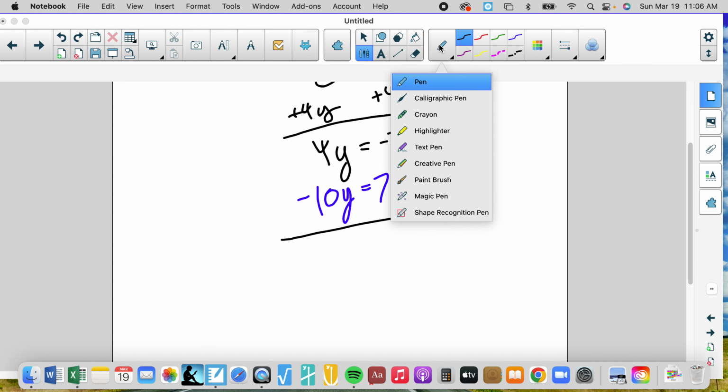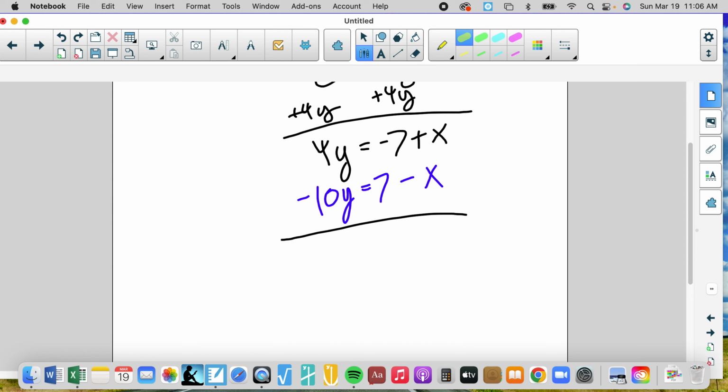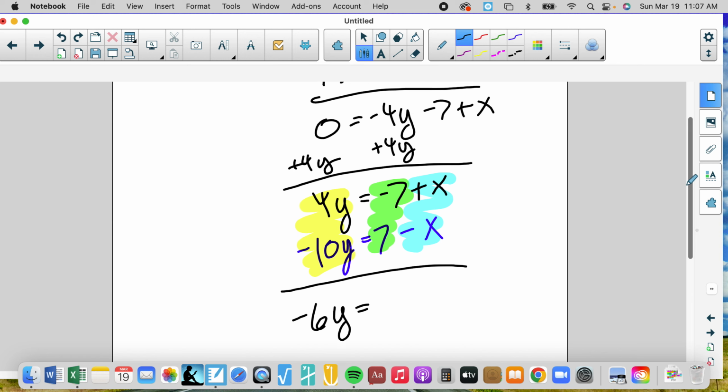And I'm going to combine them. Now I can use the addition method. I'm going to add my columns. What do I get when I add my columns? I get negative 6y equals, oop, did I make a mistake?